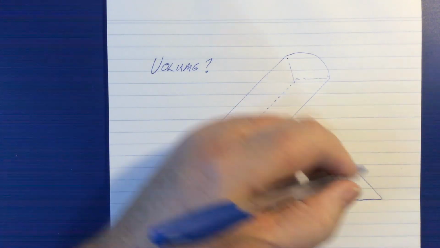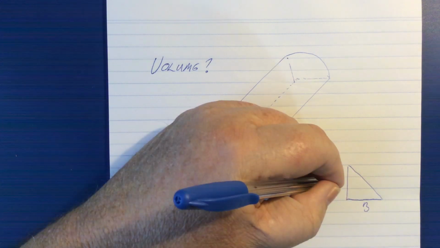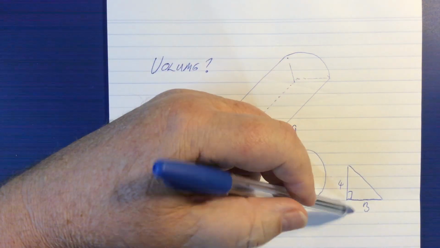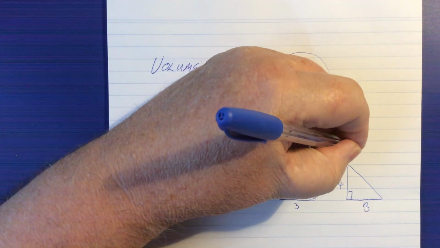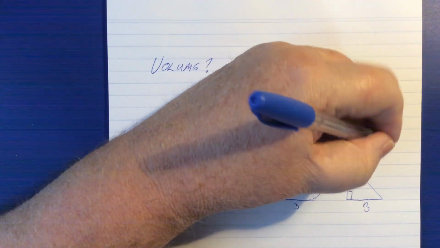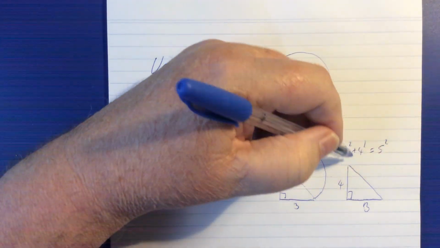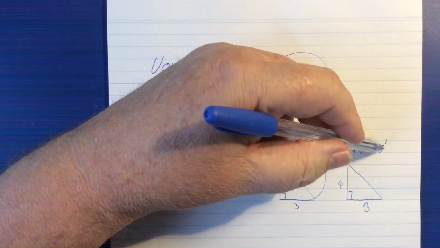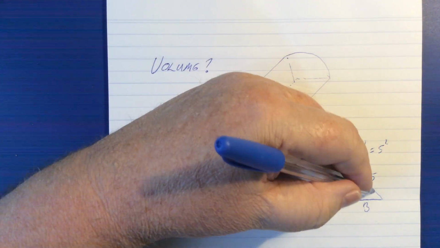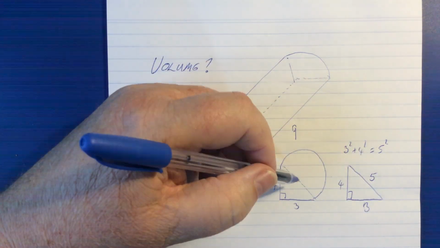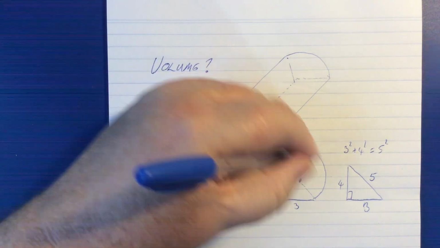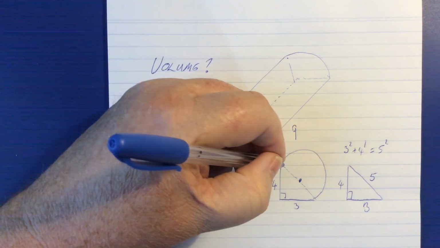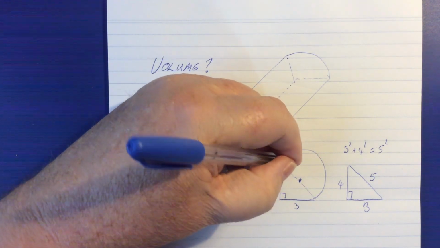If you look at this triangle, if that's 3 and that's 4 and this is a right angle, 3 squared plus 4 squared equals 5 squared. That's 9 plus 16 equals 25. So this side is 5. This is a 3, 4, 5 triangle. What that tells us is, in my imperfectly drawn semicircle, that the radius here is 2.5.